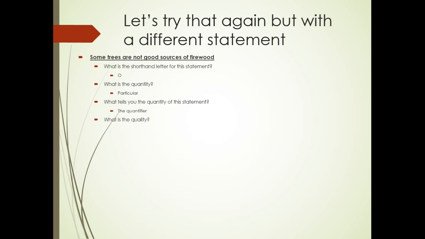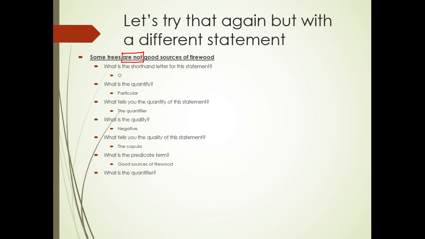What is the quality? So for this one, you have to rely on those words are not, the copula, and that tells you that this is a negative statement. What tells you the quality of this statement? Just gave that away. It's the copula. What is the predicate term here? The predicate term is going to be good sources of firewood.